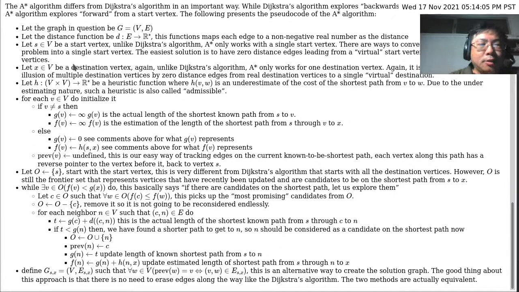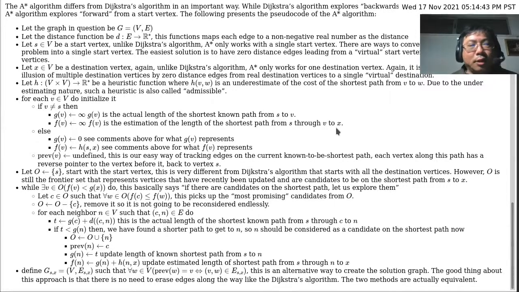All right. So now we're going to go through the initialization, and there are two functions that we have to initialize. Function g is the actual length of the shortest known path from the start vertex to v. So this is not going to the destination. This is going to a particular vertex v. And then f of v is the estimate of the length of the shortest path from the start vertex through vertex v to x. Right away we're going like, I have no idea what this means. Well, it is kind of abstract.